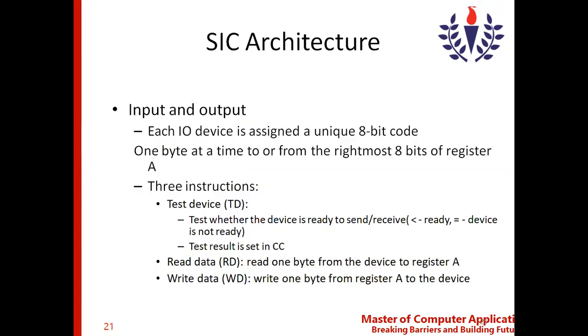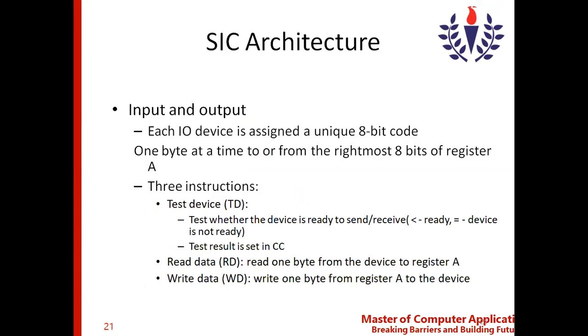Moving on to the last feature, that is input and output. When you want to do an operation, either an input operation or an output operation, you have to involve the devices, either an input device or an output device. Each IO device is assigned a unique 8-bit code.